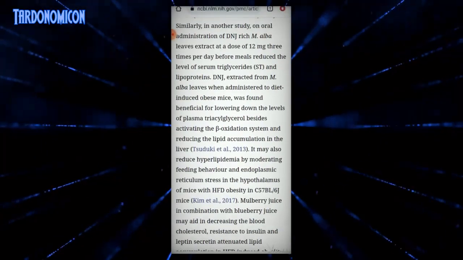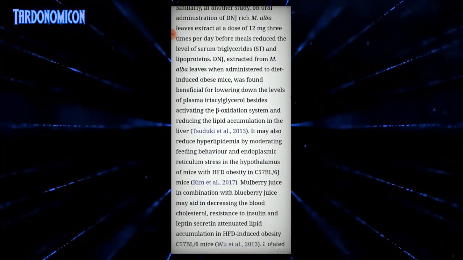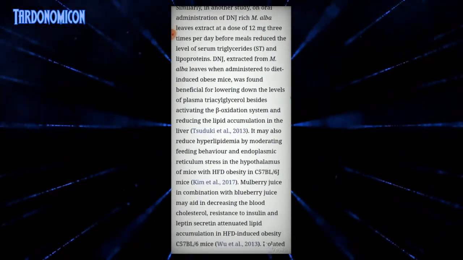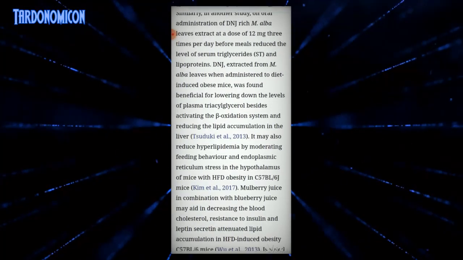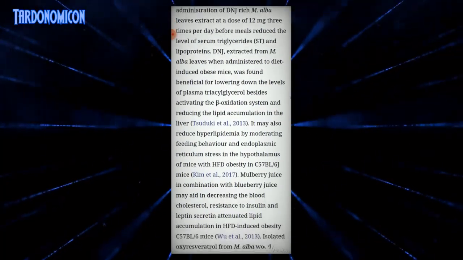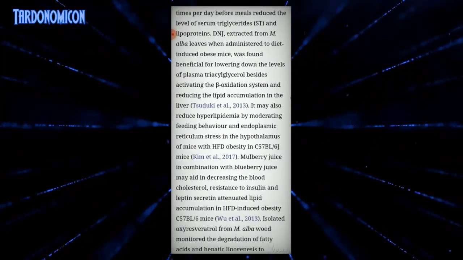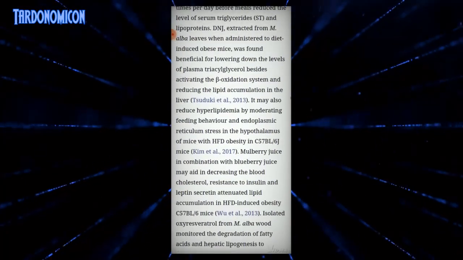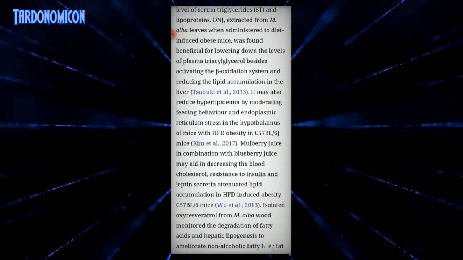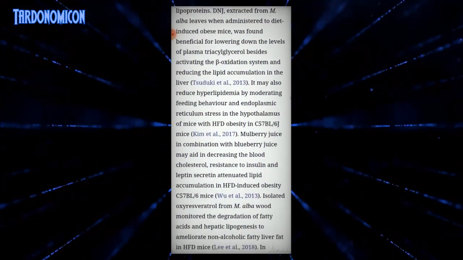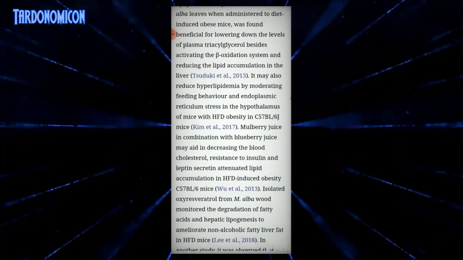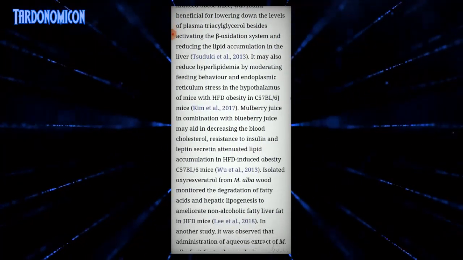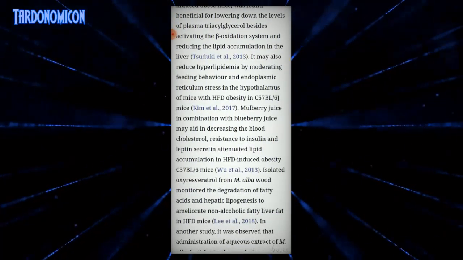In diet-induced obese mice it was found, and it doesn't need to be double blinded, it's mice, to be beneficial for lowering down the levels of plasma triacylglycerol, meaning the fats, activating the beta oxidation system and reducing the lipid accumulation in the liver, so it helps to protect against fatty liver disease.